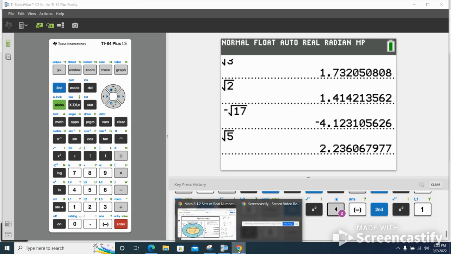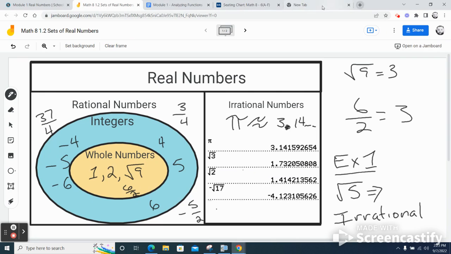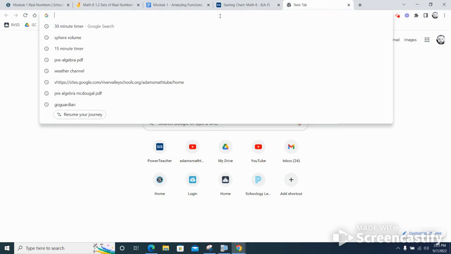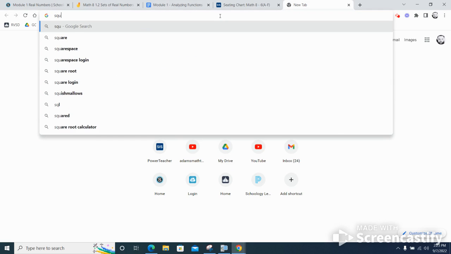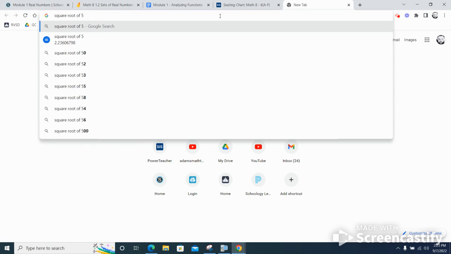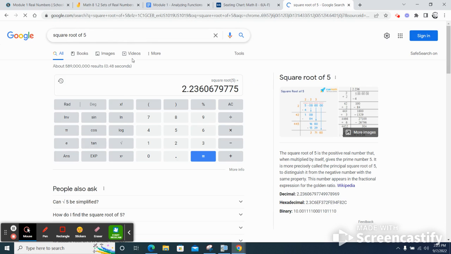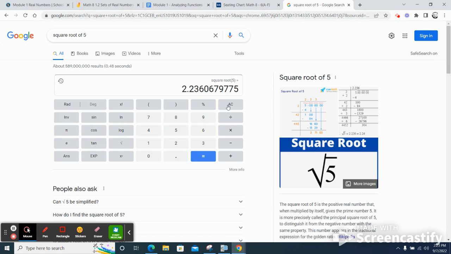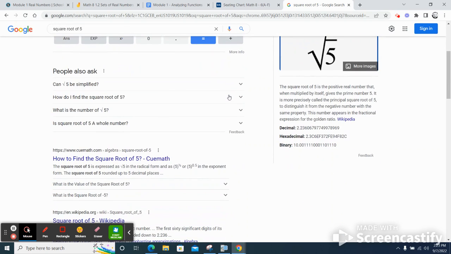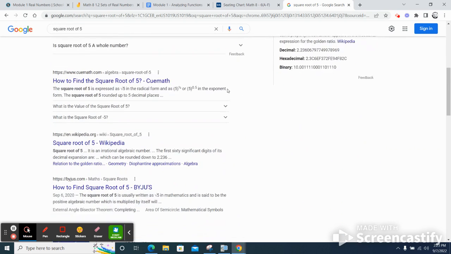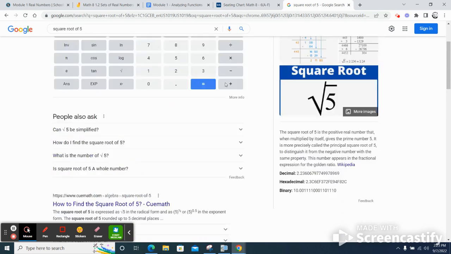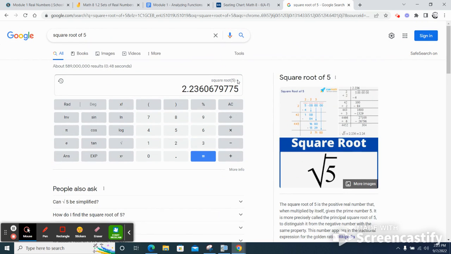If I go here, if I open up a tab, you could do this. Google has a built-in calculator. If I say square root of 5, this just goes on forever and ever. Okay? It goes on forever and ever. This one stops.